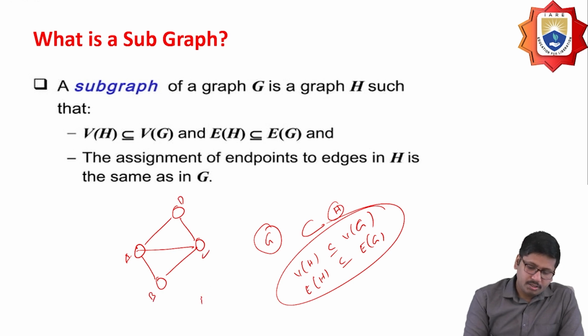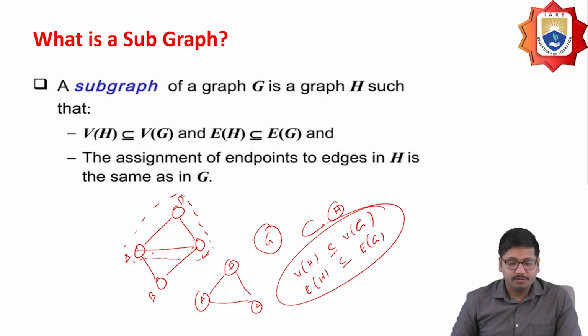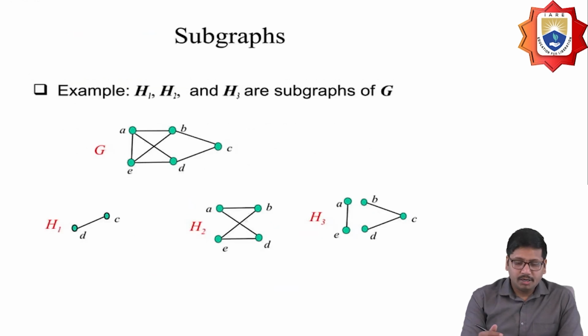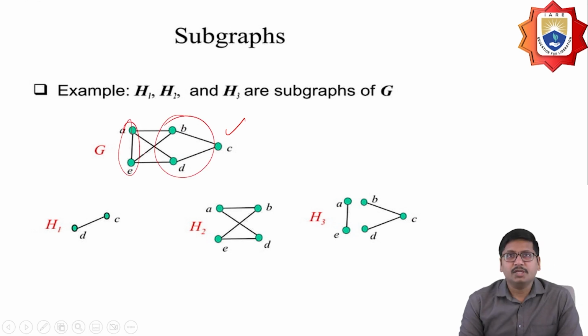So a subgraph is that, so A, D, and C. Some particular portion of the graph that I consider should be a subgraph of the given graph. Some of the subgraphs I showed here: this is the given graph and H1 is one of the subgraphs, so I'm going to consider this part, and H2 is nothing but this part that I'm going to extract, and H3, this part and this part, should also be a subgraph of the given graph.